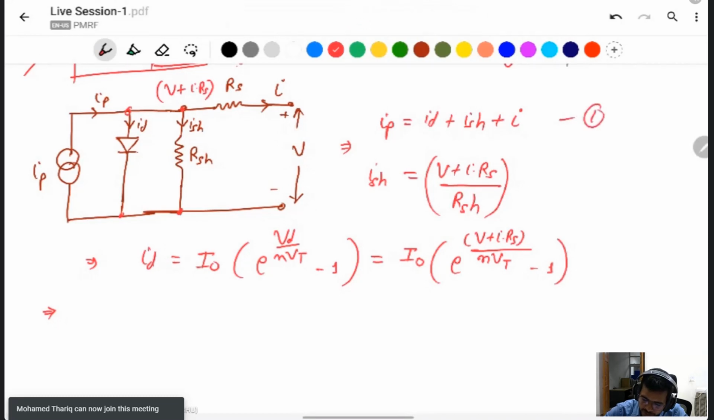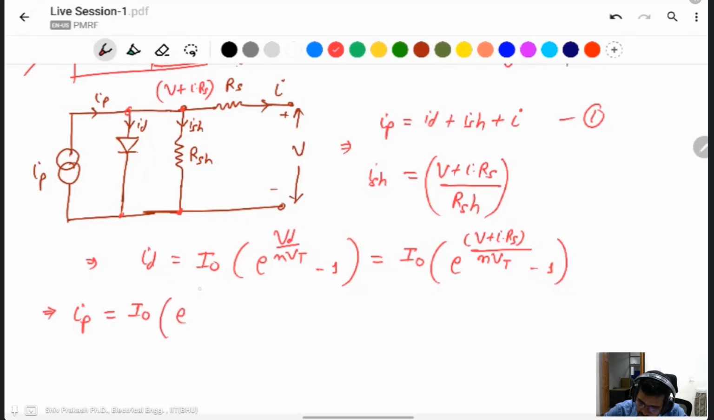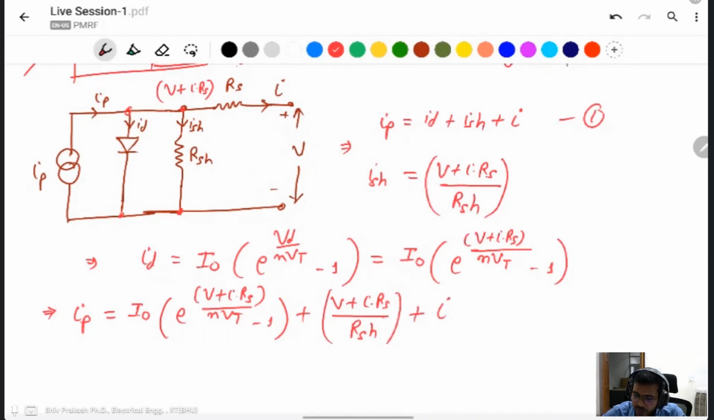Then equation number one you can write as IP is equal to ID, which means diode current, I naught e to the power V plus I into RS, RS is the series resistance, divided by NVT minus 1, plus shunt current V plus I into RS divided by RSH, plus terminal current.